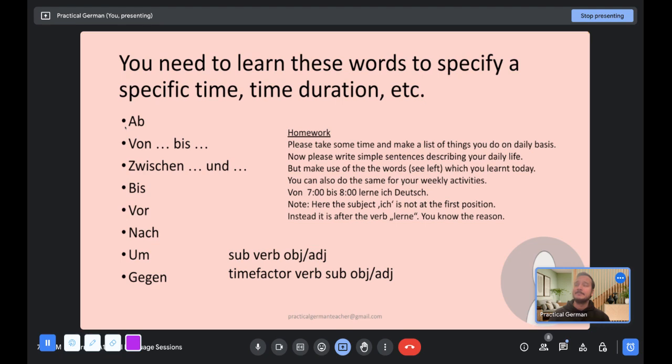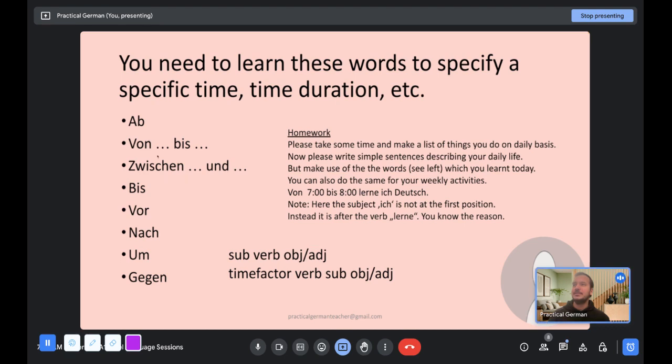Von, bis, zwischen... Come on, you don't have to guess. German is a phonetic language. Never guess, just read it as it is. Zwischen, und, bis, vor, nach, gegen.